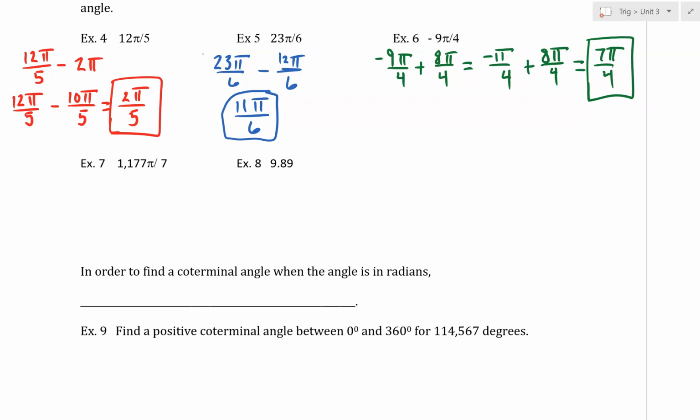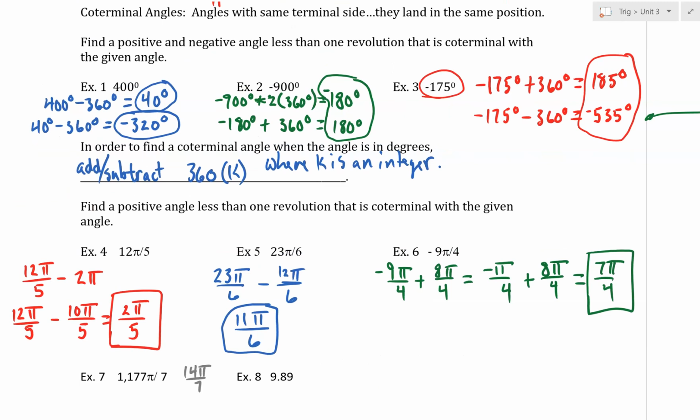It's saying 1177 pi over 7. So I need to figure out what I'm going to do here. How are we going to approach this problem? So the first thing that we have to remember, 2 pi in this particular problem is going to be 14 pi over 7. That's 2 pi. And remember, every revolution we have to take something out. If we look back at these problems where we used degrees, we were adding or subtracting 360 degrees, and we just kept doing it till we found the right answer.